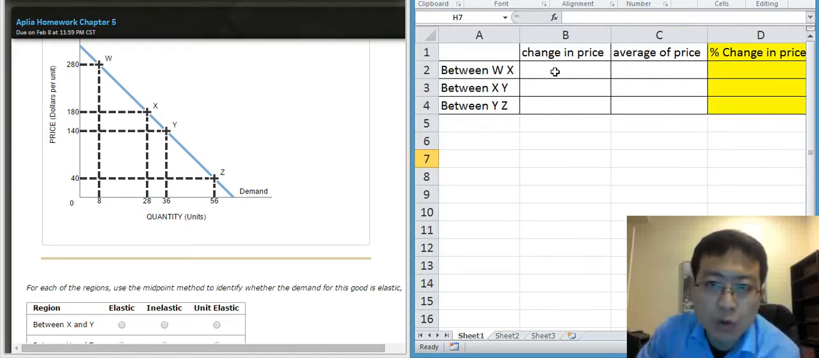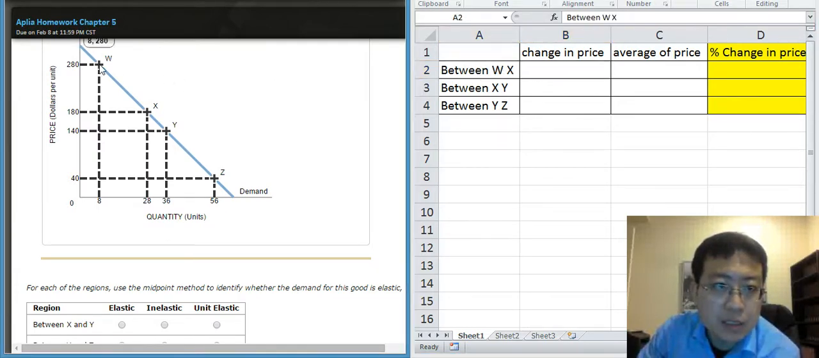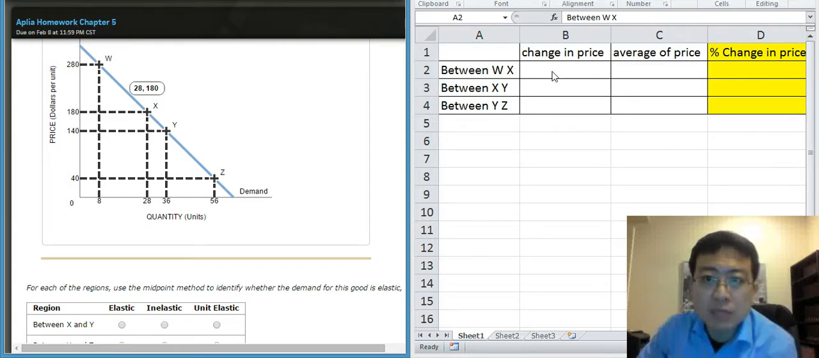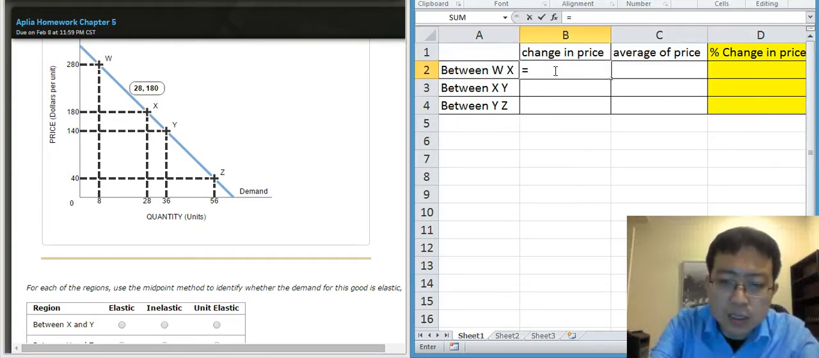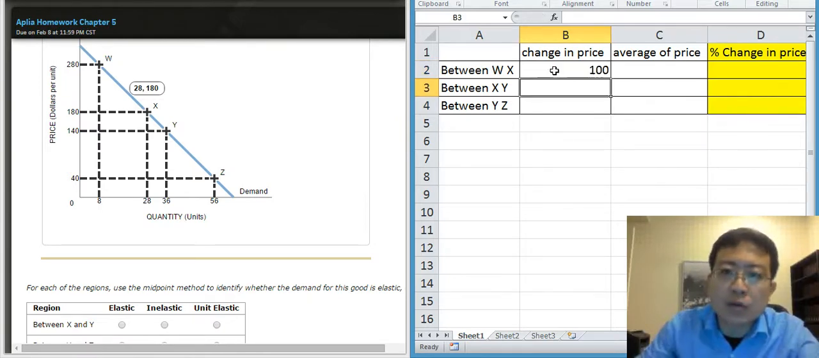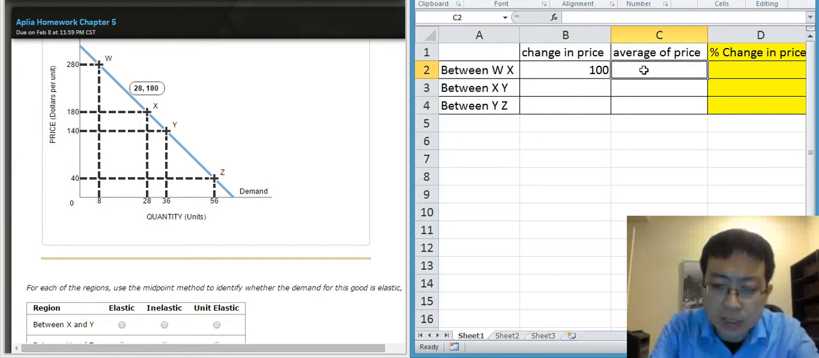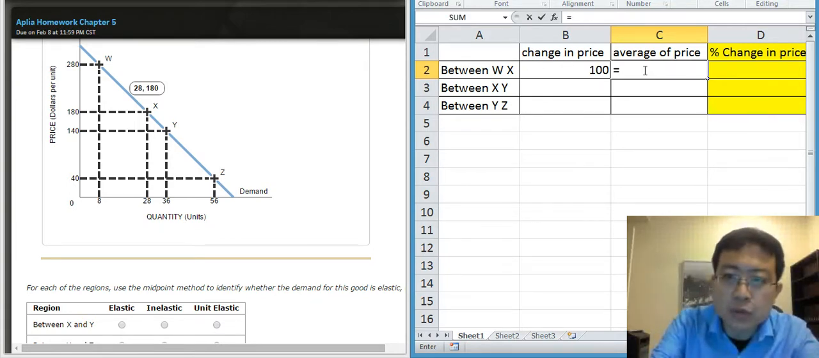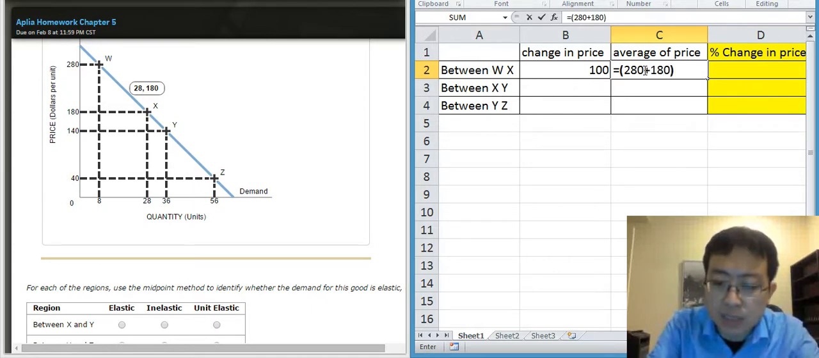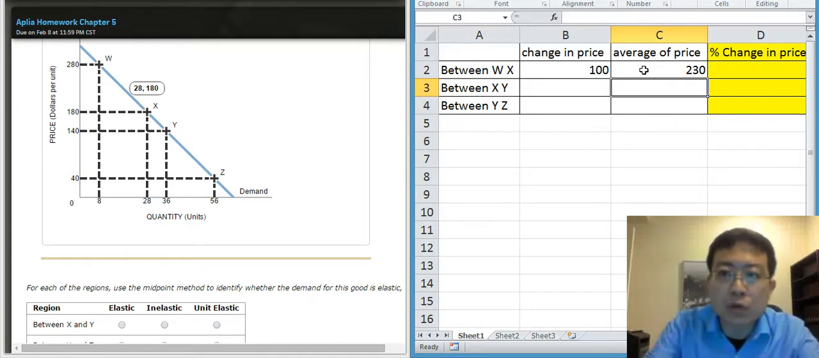So all this information we need to calculate our elasticity. Let's start with the first one, between w and x. At point w, our price is 280, and quantity is 2. Changing price from w to x: at w, price is 280. At x, your price is 180. So the change in price is 280 minus 180, which gives you 100. And then for the average of prices, we're going to look for the average between the price of w and x. So equal sign, 280 plus 180, the price at point x, divided by 2. So 230, that will be the average of your prices.